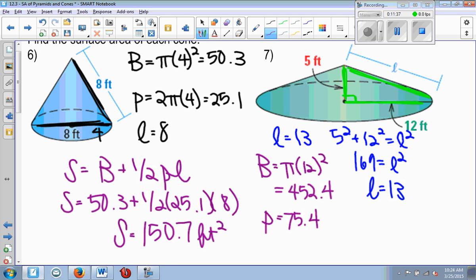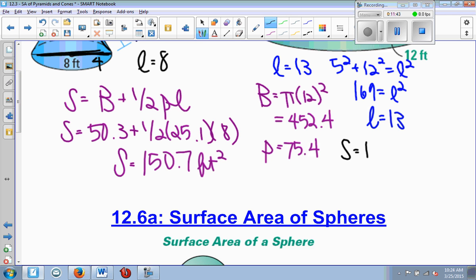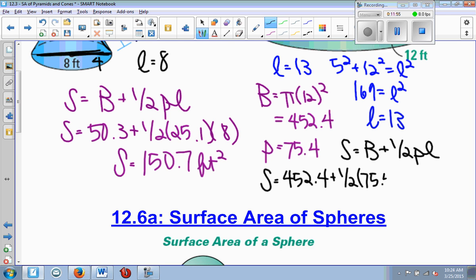And once I've identified all of those pieces, we just have to plug them in the formula. So again, make sure you're writing down the formula correctly. And then just plug the numbers in. 452 was my big B, 75.4 was my P, and 13 was my L. So we plug that all in my calculator. Make sure that you type it correctly. You type it wrong, the calculator is going to give you the wrong answer. And I end up with 942.5. My units above were in feet, which means that my surface area would be in feet squared.